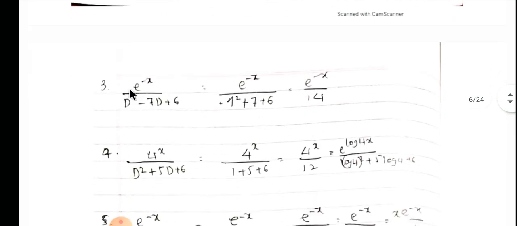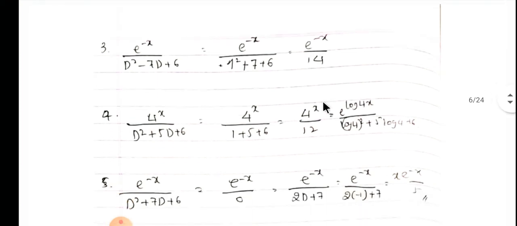Now here e to the power minus x divided by d square minus 7d plus 6, which is equal to e to the power minus x divided by... the coefficient of x is minus 1, so wherever the d is there, replace it with minus 1. And simplify it, you are going to get the answer as e to the power minus x divided by 14. The fourth example, 4 to the power x is there.